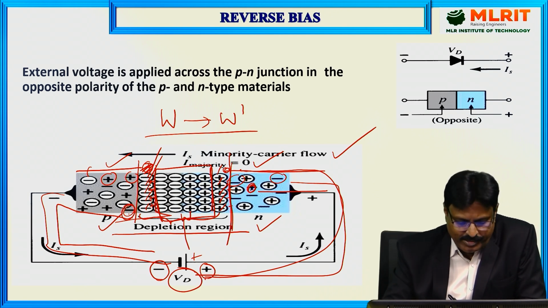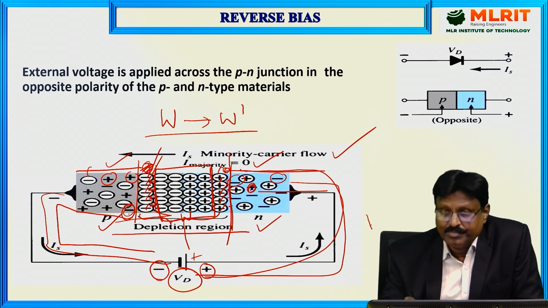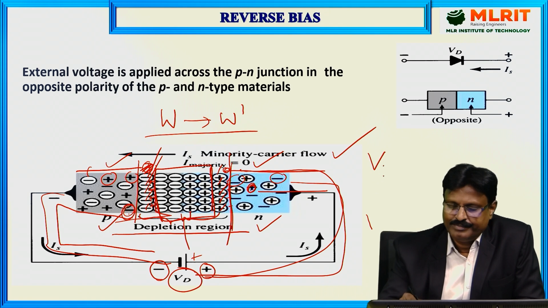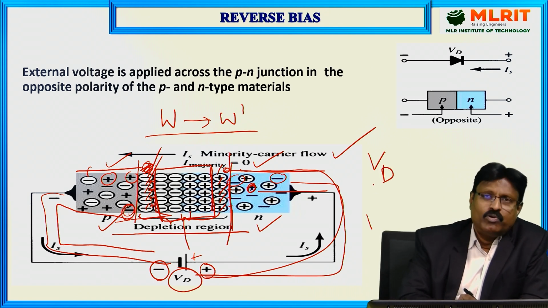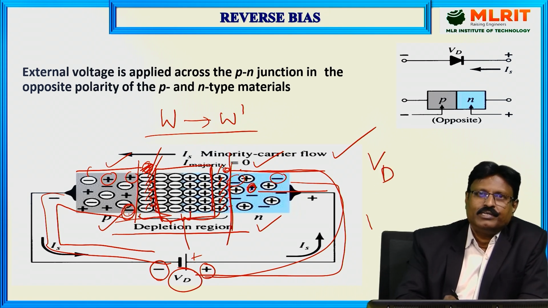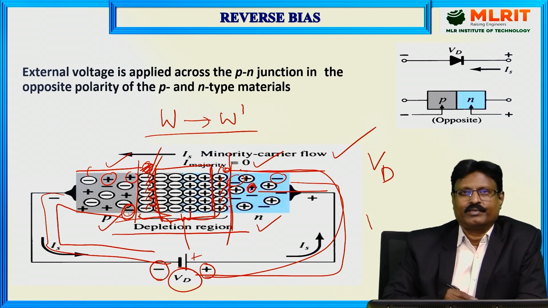And as you can see here, the applied reverse bias voltage VD supports the depletion region to grow further.